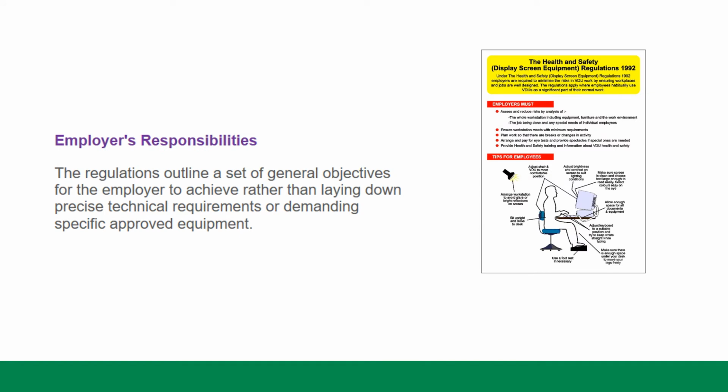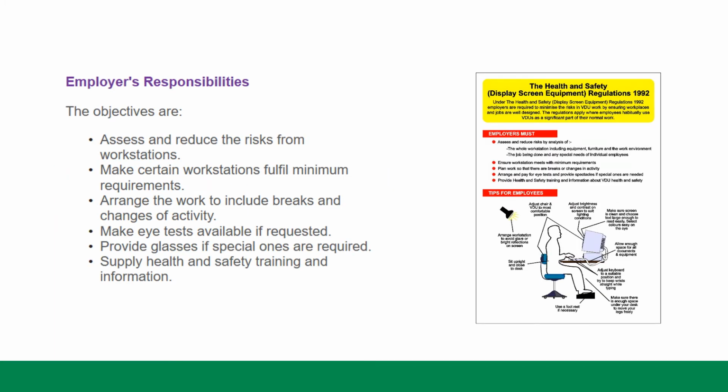Employers' responsibilities. The regulations outline a set of general objectives for the employer to achieve rather than laying down precise technical requirements or demanding specific approved equipment. The objectives are: assess and reduce the risks from workstations, make certain workstations fulfill minimum requirements, arrange the work to include breaks and changes of activity, make eye tests available if requested, provide glasses if required, and supply health and safety training and information.